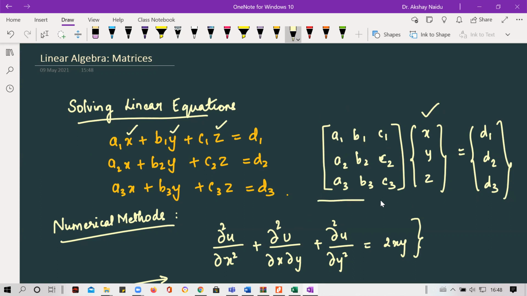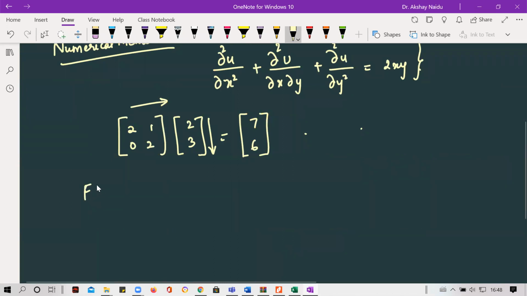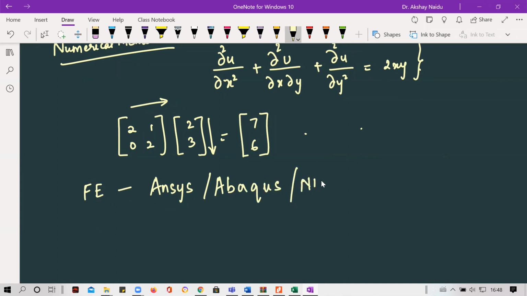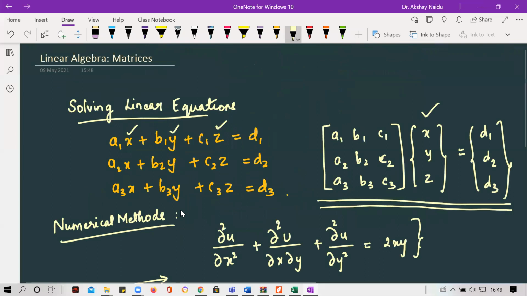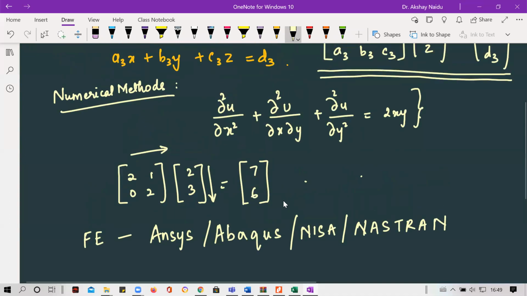All right. Those of you who are in electrical, electronics, civil and mechanical, you may have heard of finite element softwares. ANSYS, Abacus. You must have heard about these softwares, NISA, Nastran, and some of you must be working on them for your final year projects and so on. Now, these are finite element softwares. The background of solving is your matrix methods.